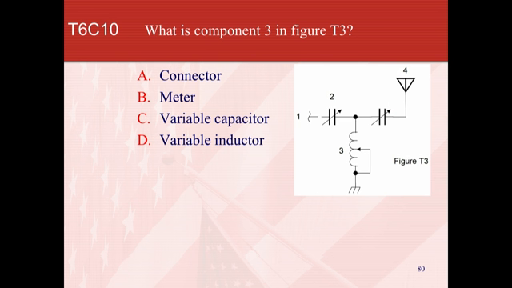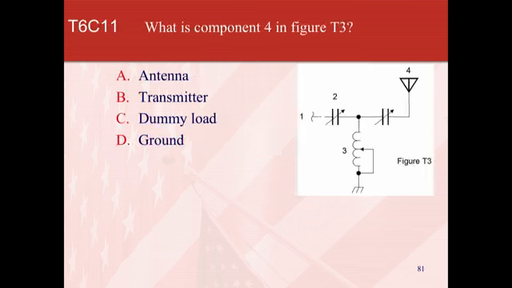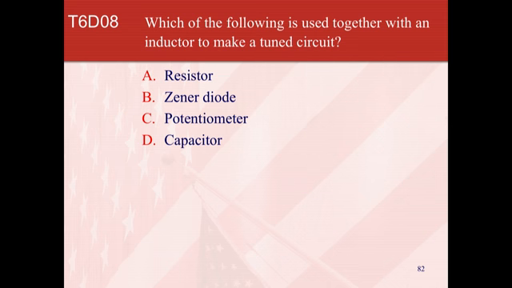What is component 3 in figure T3? Variable inductor, correct. What is component 4 in figure T3? An antenna. Which of the following is used together with an inductor to make a tuned circuit? Capacitor.